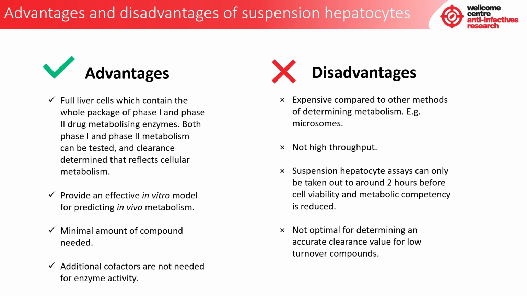Disadvantages. Hepatocytes are expensive compared to other methods of determining metabolism, for example microsomes. The assay is not high throughput, and suspension hepatocyte assays can only be taken out to around 2 hours before cell viability and metabolic competency is reduced, therefore resulting in suspension hepatocytes not being optimal for determining an accurate clearance value for low turnover compounds.